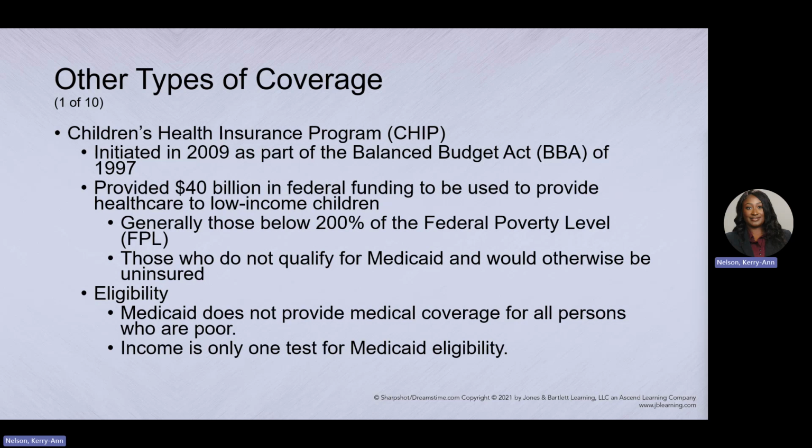The Children's Health Insurance Program, or CHIP, was initiated in 2009 as part of the Balanced Budget Act of 1997. So this was another type of coverage that provided $40 billion in federal funding to be used to provide health care to low-income children. And this was generally for those below 200% of the federal poverty line and those who do not qualify for Medicaid and would otherwise be uninsured.